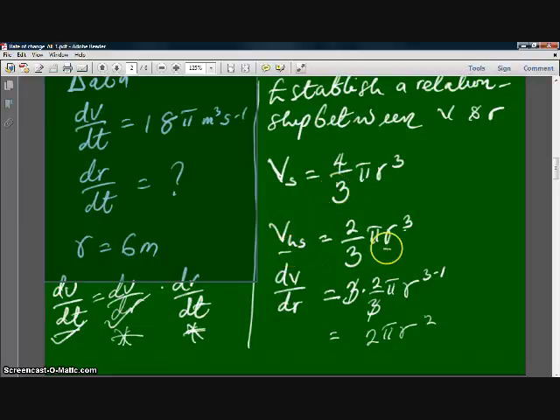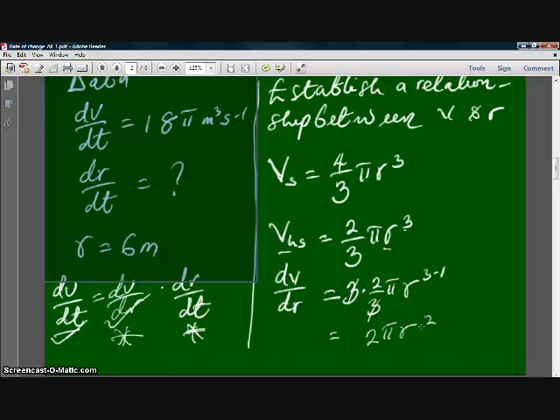So from this expression, I can have dV dr is equal to, I'm just going to multiply the 3 by 2/3 as I did here. Pi still remains the same, it's a constant, and for r, I'm going to take 1 away from this 3, so 3 minus 1. The 3 cancels the 3, and I have 2 pi r squared.